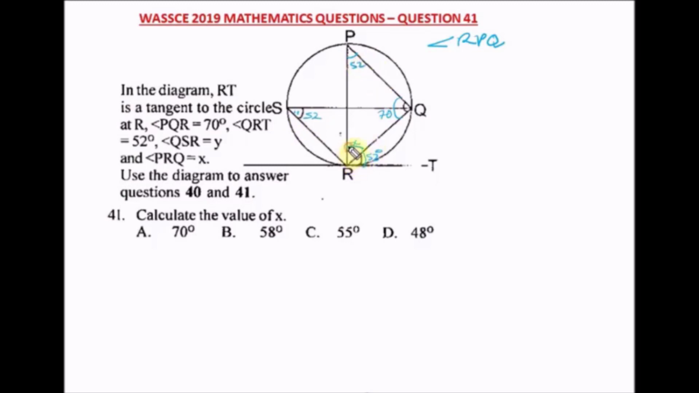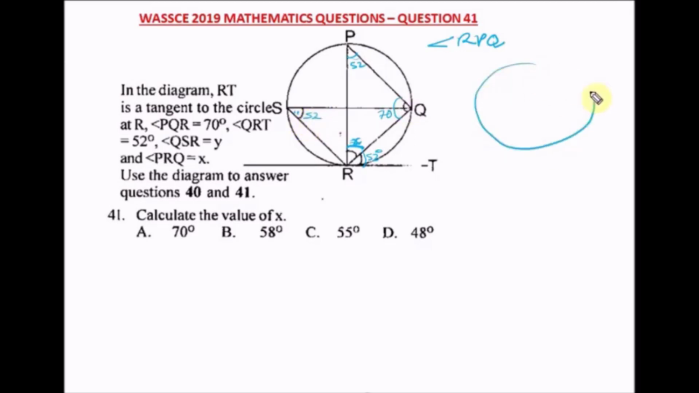What we're trying to get is our x. That's what we're trying to find. We're trying to find this angle here, x, because the question says calculate the value of x. First of all, we need to get this angle so that, you know, PRQ is a triangle, and the sum of angles in a triangle will give us 180. So we can easily get x. The theorem that helped us to get this particular value here is simply that the angles in the same segment of a circle are equal.